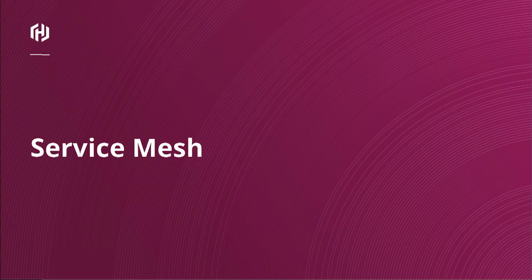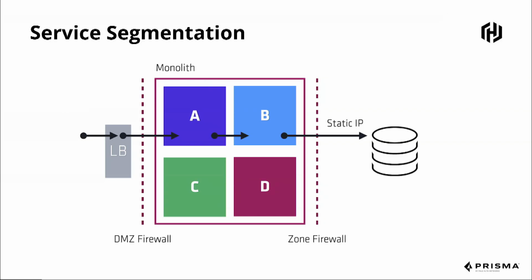The next piece is the service mesh. And you can see that we're going to segment our services. In the old example, the monolith, we have our segmentation with firewalls on both sides. We've got the load balancer, and then we've got a DMZ firewall that's limiting traffic that's coming from outside into our monolith. Everything within the monolith happens with an in-memory function call, so there's not a lot of limits we need there. And then you've got your firewall that's limiting your connections back to a database. And in this case, we're using a static IP for our database server so that we don't have to do any discovery of those.